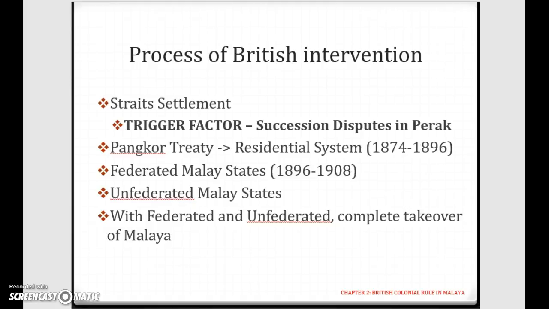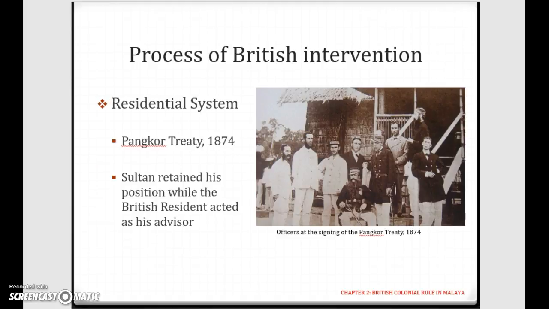And the Sultan had to accept a British resident based in Perak, and the resident was supposed to provide advice for him on actually all matters except for those regarding Malay religion and customs. So the role of the resident here, that's what we are going to go into detail on. If we follow the textbook, it will be on page 55. Okay, and that's the residential system. So let's go on first to the residential system.